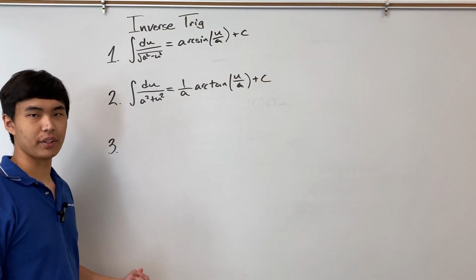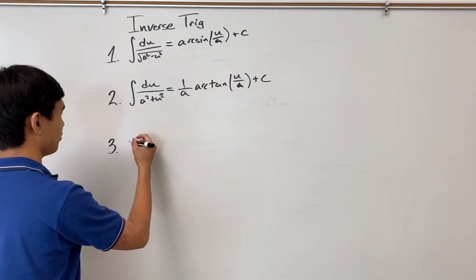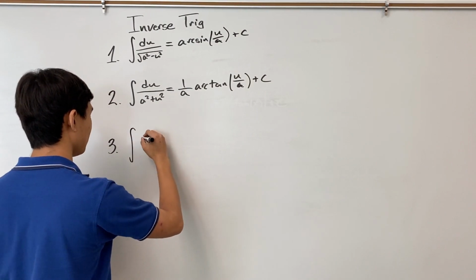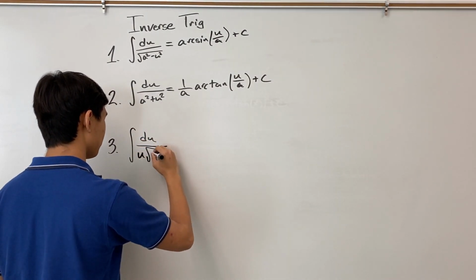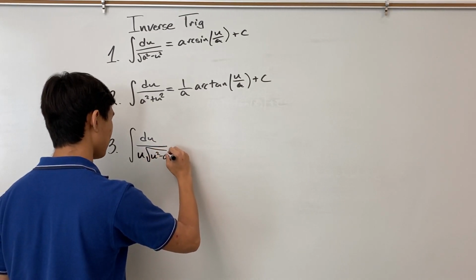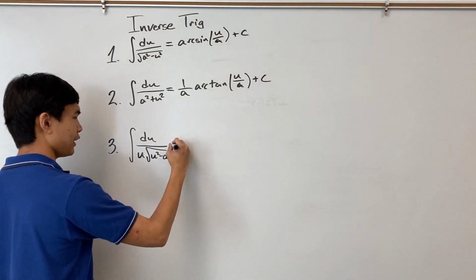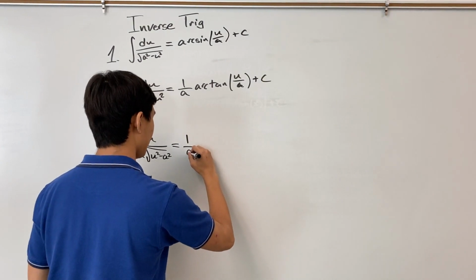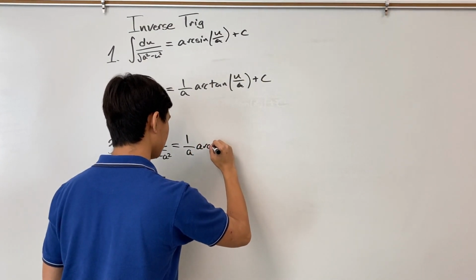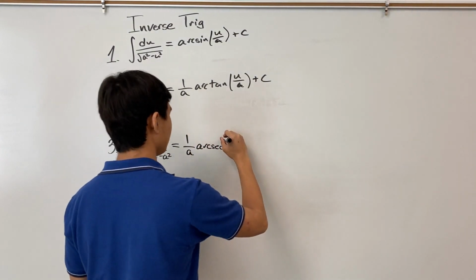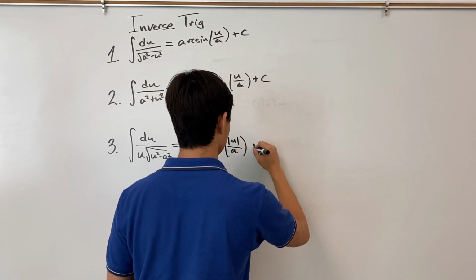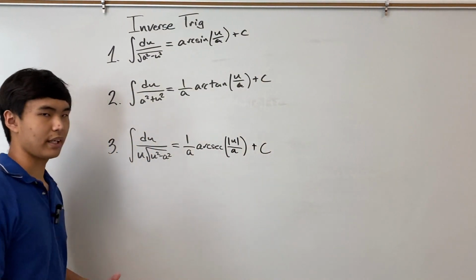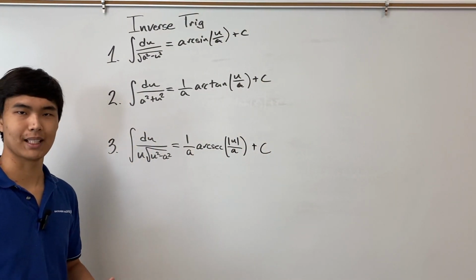And the third formula is for arcsecant. So if we have the integral of du over u times the square root of u squared minus a squared, then this is equal to 1 over a arcsecant of the absolute value of u over a plus c. And as always, I'll end the video with some examples.